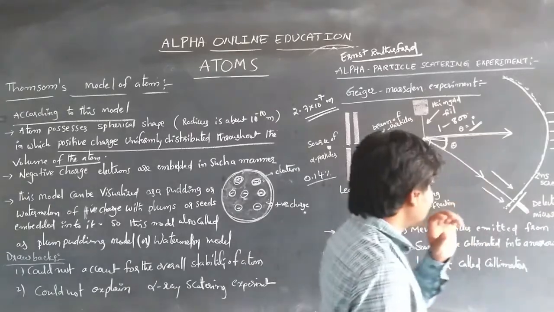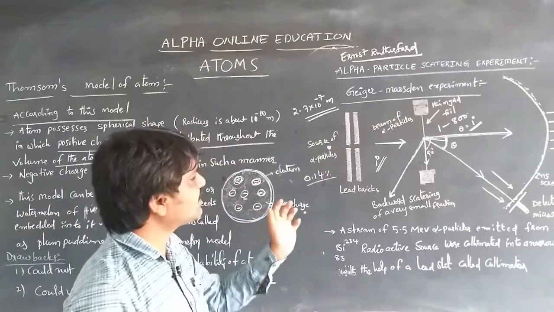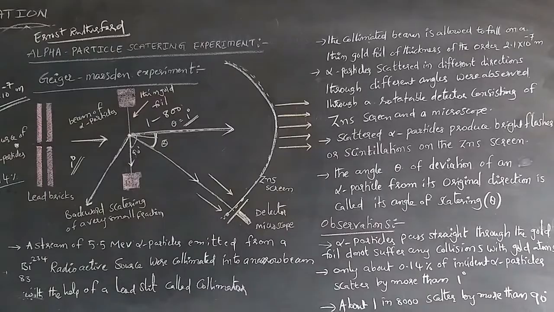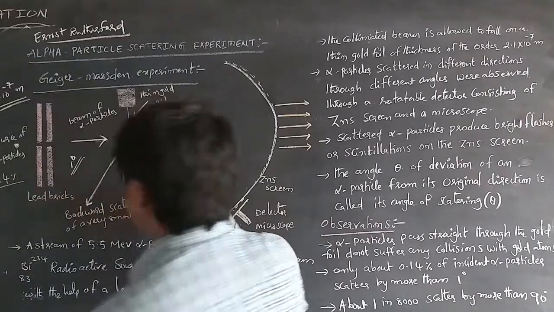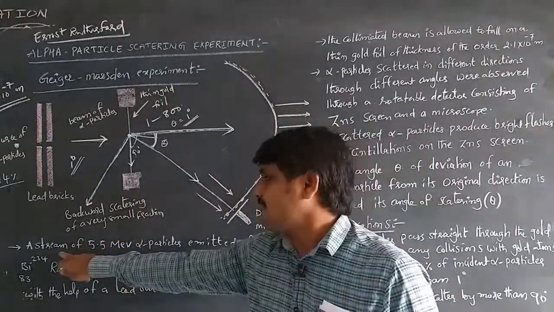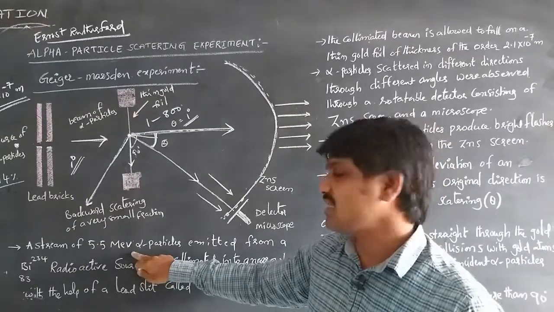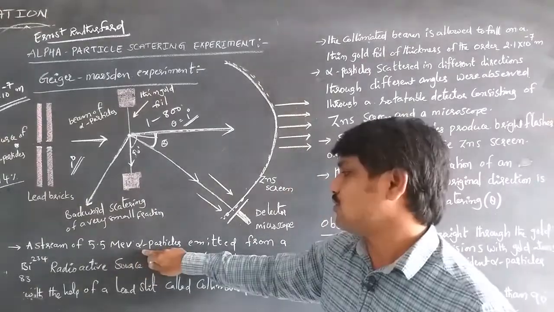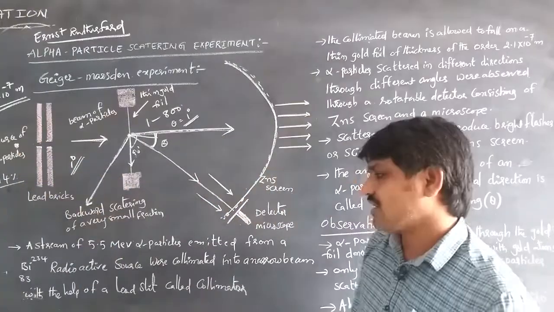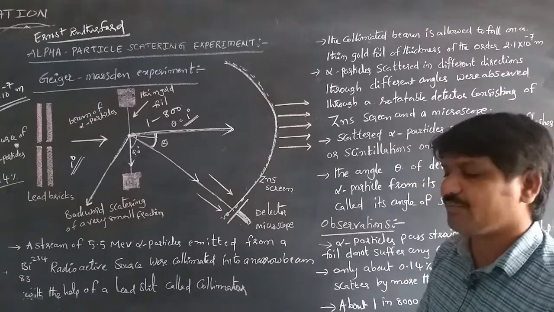These are the observations from the gold foil experiments, done by the Geiger-Marsden experiments. This is the explanation and the observations. Once again, a stream of alpha particles of 5.5 mega electron volts energy, emitted from a bismuth radioactive source, were collimated with lead bricks, meaning a narrow beam was produced with the help of the lead slit.